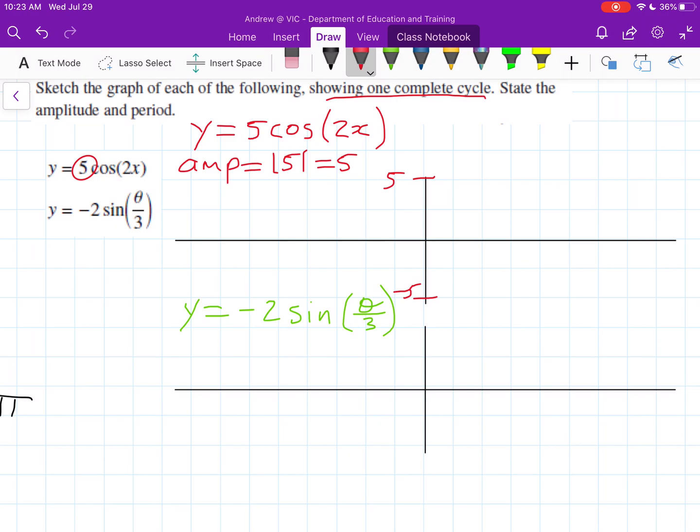Alright, next we need to work out our period. Our period is how long one cycle is. We work that out using 2 pi over b, and our b value here is 2. So our period is 2 pi over 2. Simplify that down, that's equal to pi. That's how long one period of our graph will be, and that's one complete cycle.